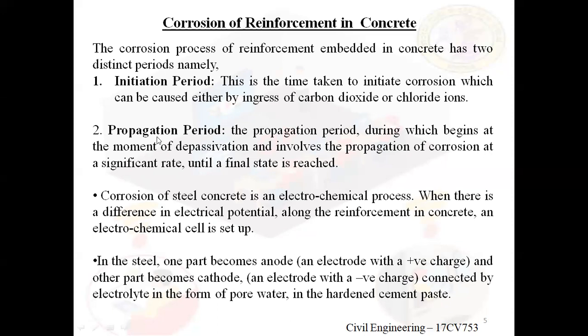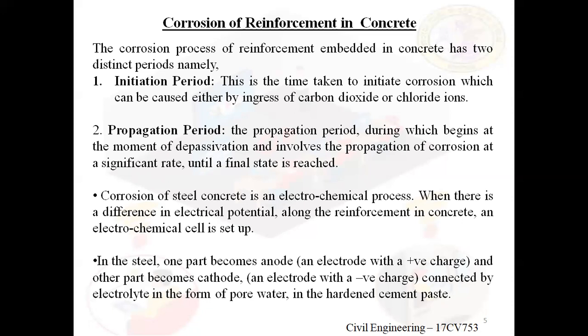Next, coming to the propagation period, which begins at the moment of depassivation and involves the propagation of corrosion at a significant rate until a final state is reached. We know the meaning of passivation. The propagation period is the stage when the passivating layer, the protective layer for the reinforcement, is destroyed and the corrosion starts. Up to the point where it reaches its maximum stage, that is the rust, we call it the propagation period.